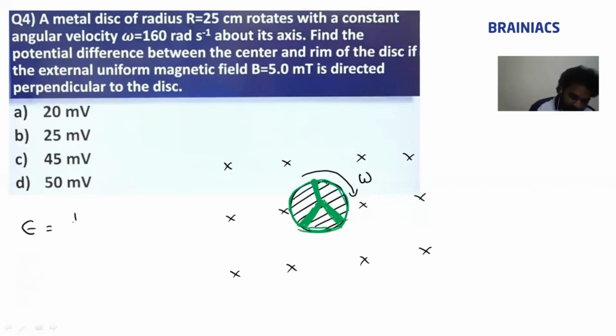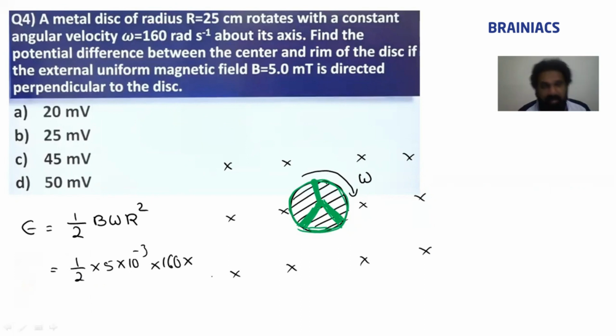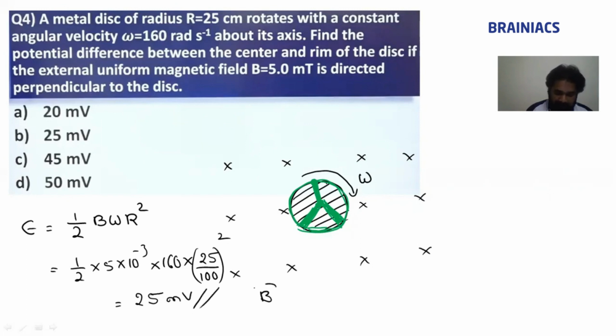E is equal to what? Half B omega, and instead of L square we can take R square. So half into 5 into 10 raised to minus 3 into 160 into, the radius is 25 centimeter, so 25 by 100 to convert into meter, squared. If we solve this, we will be getting 25 millivolt. Option B is the correct answer. Clear?